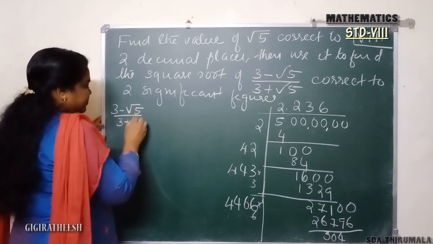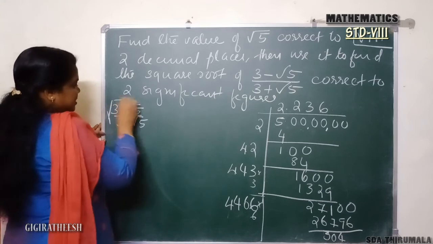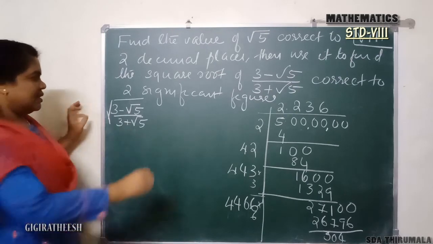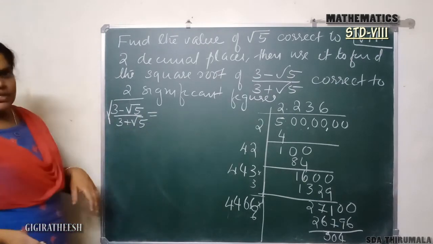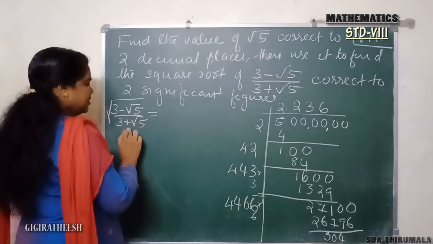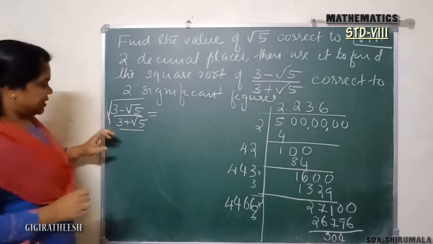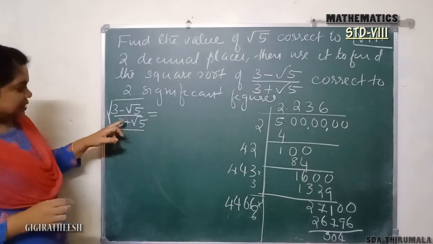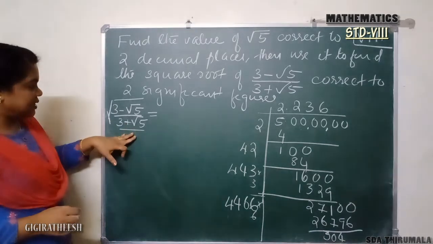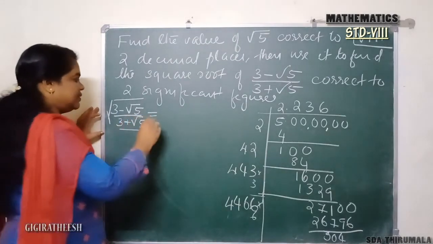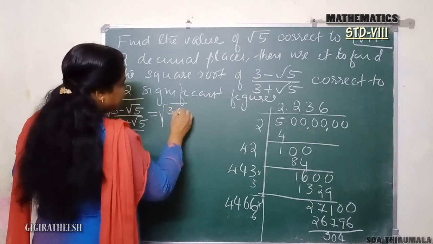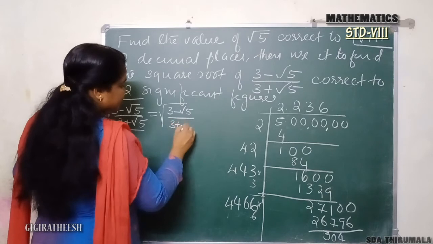Then substitute this value in (3 minus root 5) by (3 plus root 5). Here there is a root in the denominator, so we must remove this root. What we will do is multiply by the conjugate of the denominator. The conjugate of a value: if it is plus, take minus, and if it is minus, take plus. Here the conjugate is 3 minus root 5. Multiply it with the conjugate on both numerator and denominator.